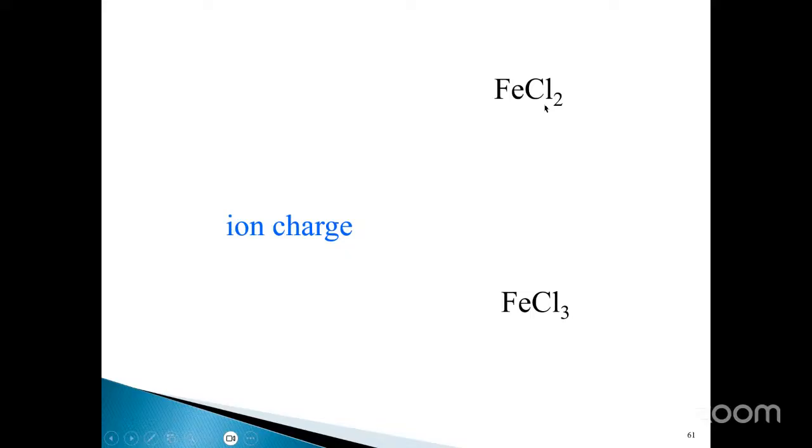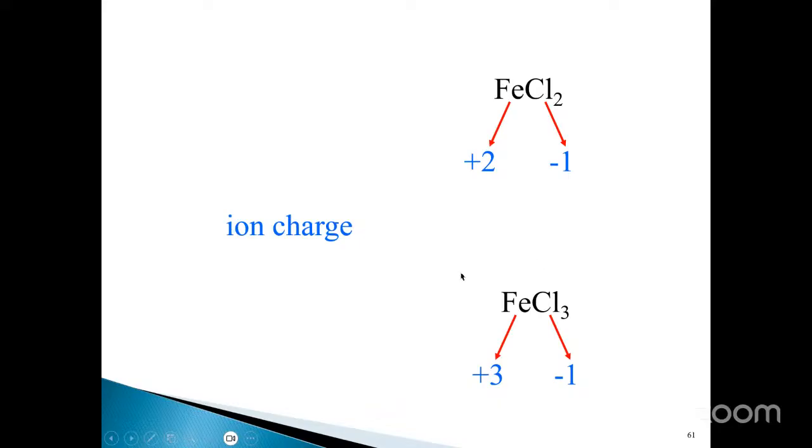Well, that is based on the fact that in this case, you have 2 chloride ions, and in this case, you have 3 chloride ions, right? If you have 2 chloride ions here, and the entire compound is neutral, that means that the iron here must have a +2 charge. On the other hand, if you have 3 chloride ions here, each carrying a negative charge, that means that this iron here must have a +3 charge, all right?